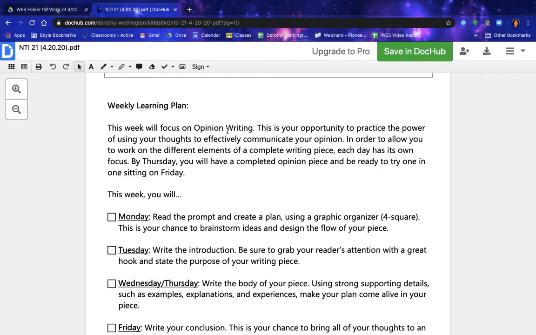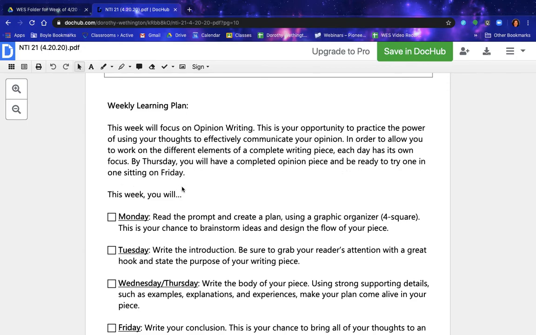This week we'll focus on opinion writing. This is your opportunity to practice the power of using your thoughts to effectively communicate your opinion. In order to allow you to work on the different elements of a complete writing piece, each day has its own focus. By Thursday, you will have a completed opinion piece and be ready to try one in one sitting on Friday.